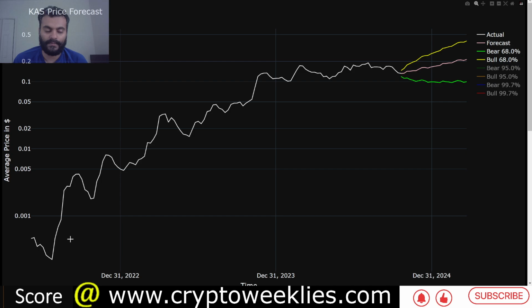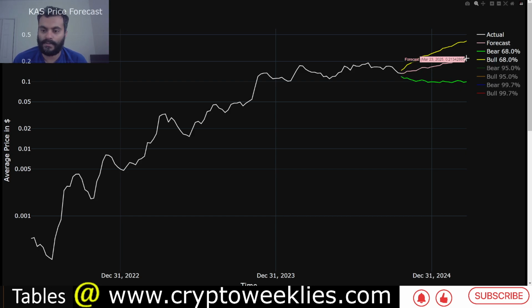This is on a log scale. This is the weekly price action for Kaspa, which has been following a series of higher highs and higher lows ever since almost the bear market launch of 2022. So again, if this structure keeps getting maintained, then it should be a bullish catalyst.